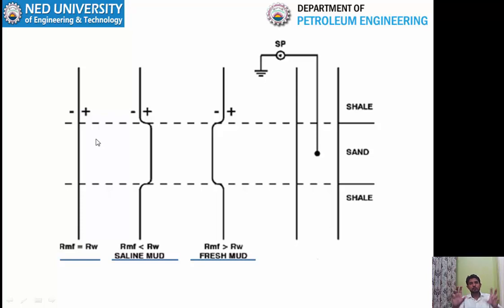So whenever you do not see any deflection on the SP log, you should not jump to the conclusion that this is the impermeable zone. Maybe this is the permeable zone, and the possibility is that there is no salinity difference between the two fluids.